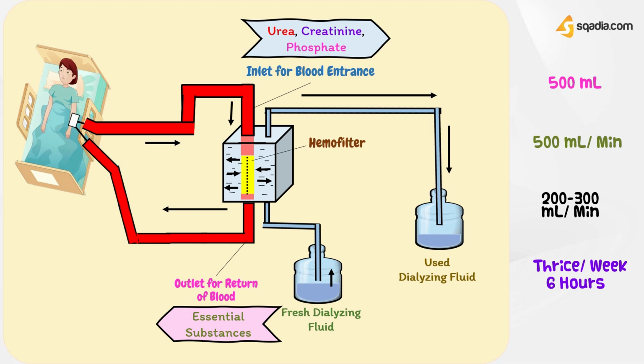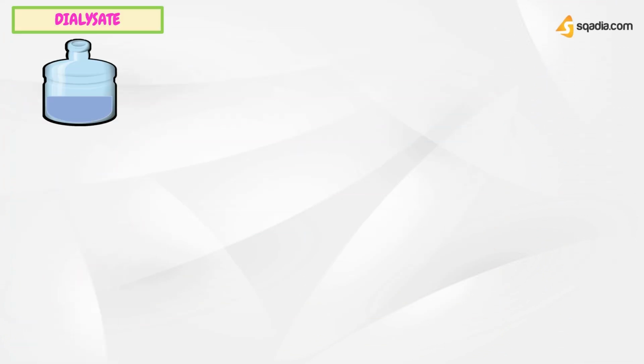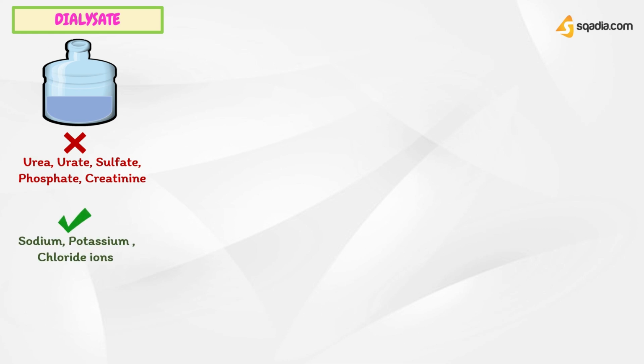Now, let's discuss the dialysate in detail. The concentration of various substances in the dialysate is adjusted in accordance with the needs of the patient's body. The fluid does not contain urea, urate, sulfate, phosphate, or creatinine, so that these substances move from the blood to the dialysate. The fluid has low concentration of sodium, potassium, and chloride ions than in the uremic blood.